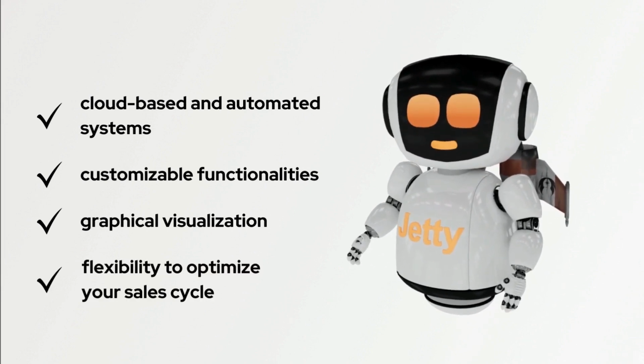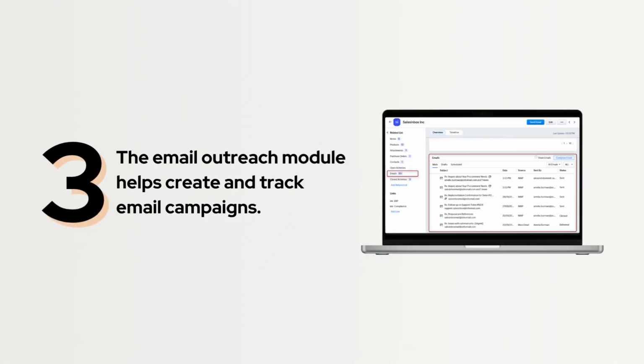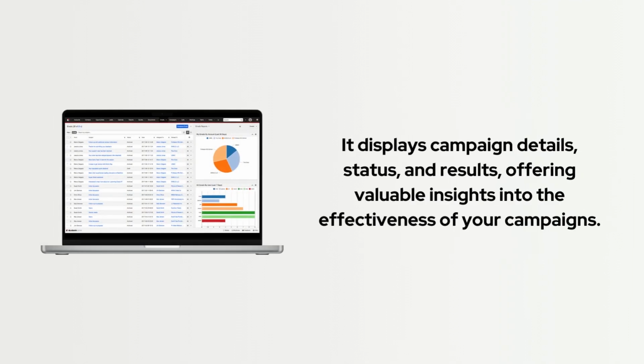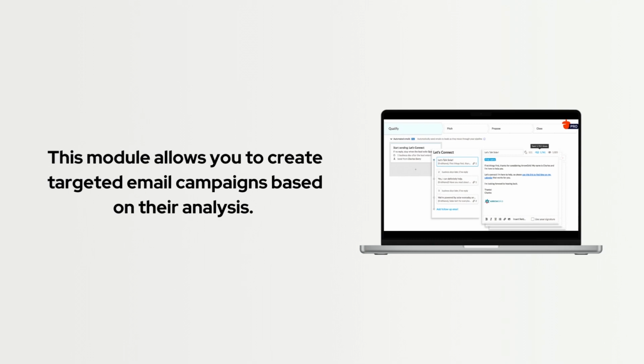optimize your sales cycle. The Email Outreach module helps create and track email campaigns. It displays campaign details, status, and results, offering valuable insights into the effectiveness of your campaigns. This module allows you to create targeted email campaigns based on their analysis.